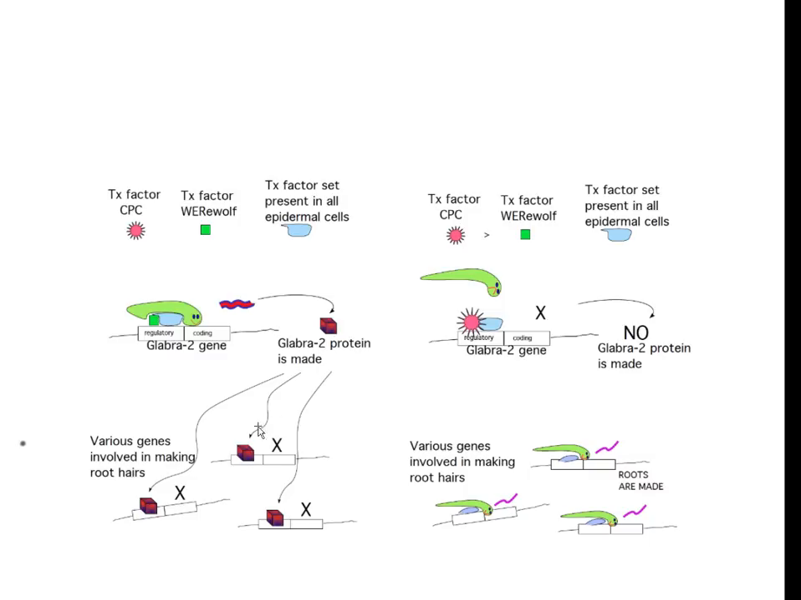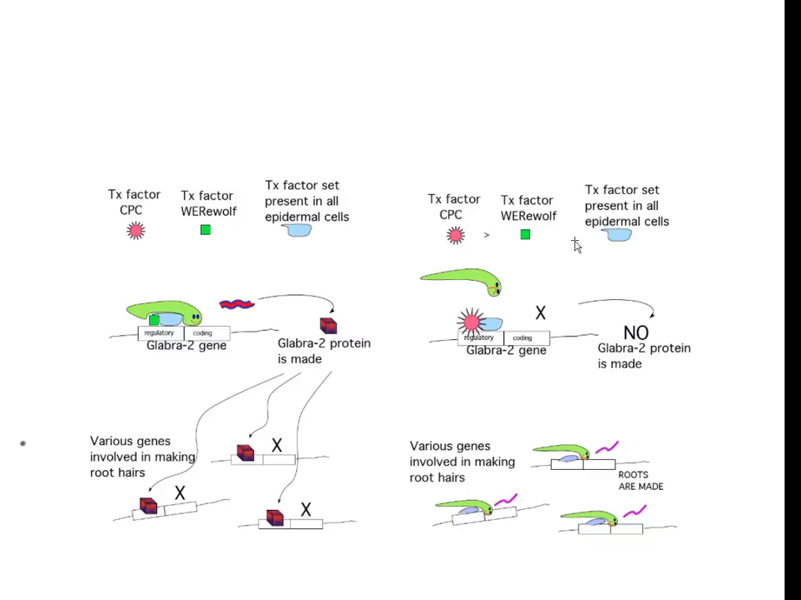And notice what's happening. The glabra2 protein is then going off and shutting off the gene expression required for formation of root hairs, right? All of these genes would be on if it wasn't for glabra presence. So it's shutting off root hair formation.